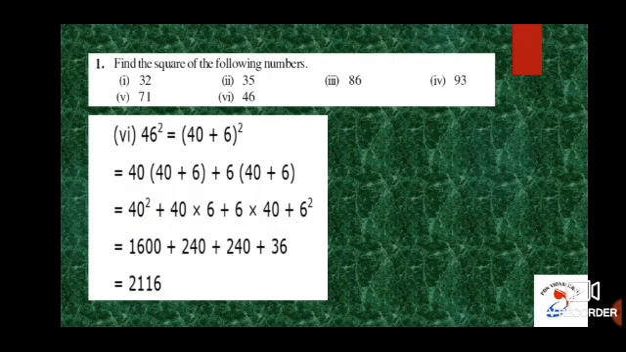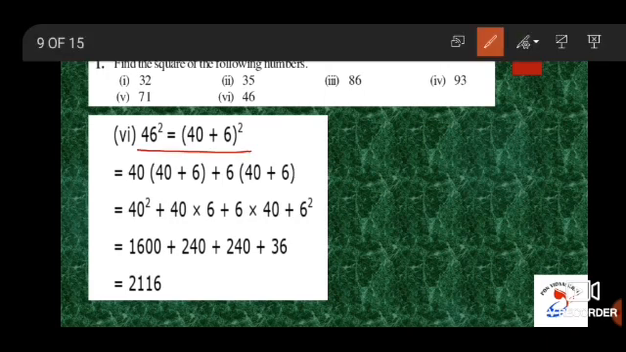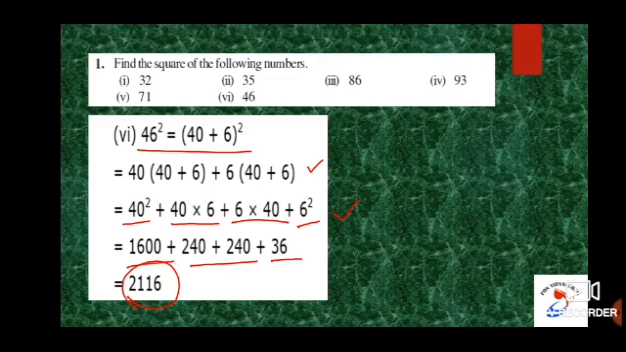The last problem of the first question is 46 square. You can write 46 square as 40 plus 6 the whole square, that is nothing but 40 plus 6 into 40 plus 6, which is equal to 40 square plus 40 into 6 plus 6 into 40 plus 6 square, that is equal to 1600 plus 240 plus 240 plus 36. On adding all these, you will get the result as 2116. Therefore, 46 square is equal to 2116.